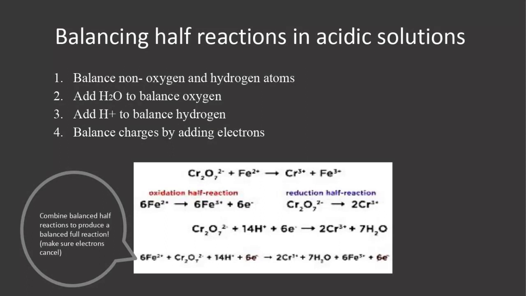And you can see the electrons always have to end up on the opposite sides as well for the canceling to work out, or else they'll add. So you do the multiplication and cancel out the electrons, and then you'll have your full balanced reaction.